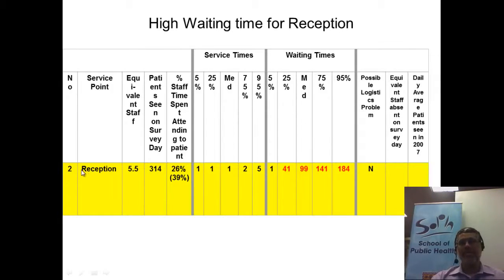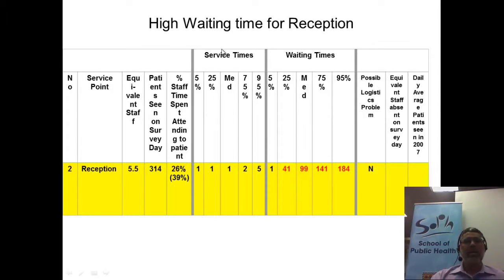So here at the facility with a high waiting time, we have the service point reception, and as can be seen, the waiting times here at reception are very high. So just for this service point, just to get your folder at reception, patients are waiting on median 99 minutes, or more than an hour and a half. A quarter of the patients are waiting 141 minutes, or more than 2¼ hours, and 5% of the patients wait for 184 minutes, or more than 3 hours. So 5% of the patients are waiting for more than 3 hours at the reception service point.